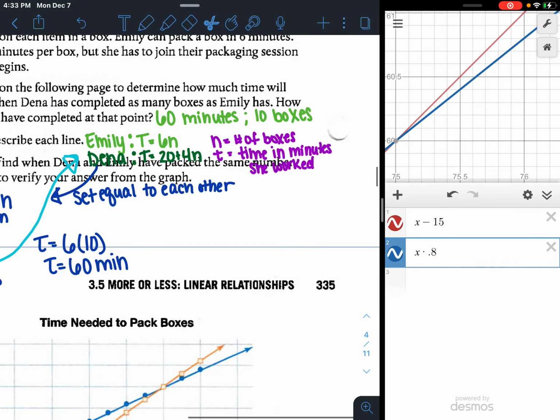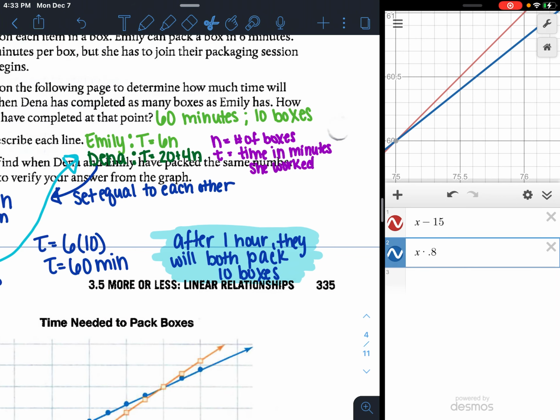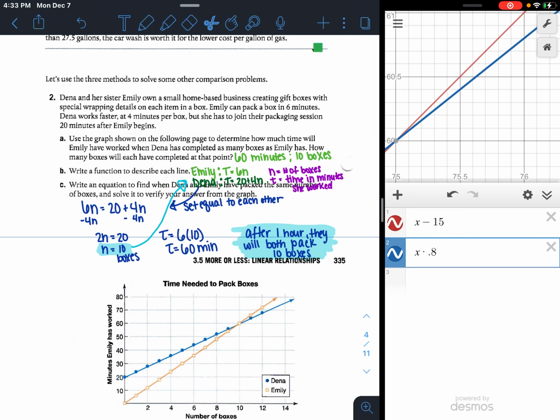So in the context of the problem, what are we saying? After 1 hour, they'll both have packed 10 boxes. It doesn't matter if I solved that graphically or algebraically, I got the same answer in the end.